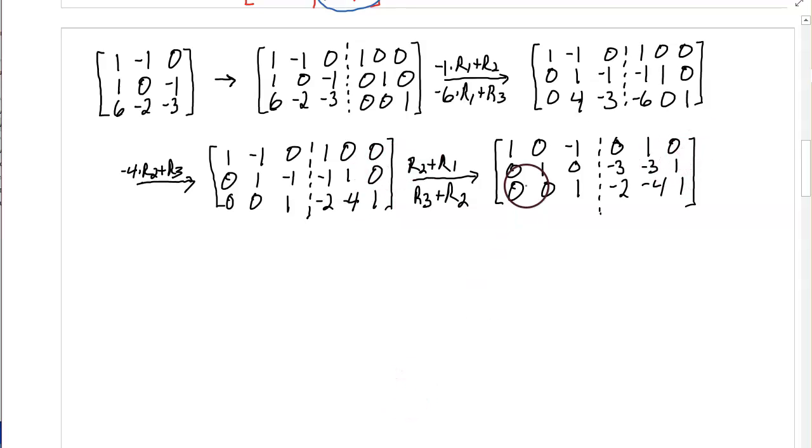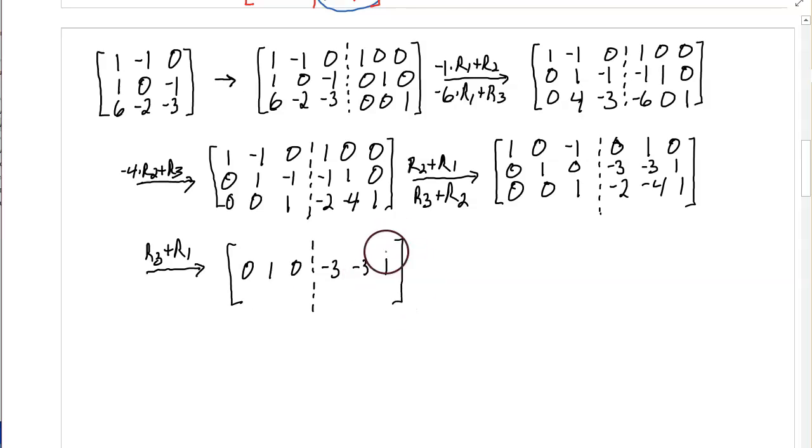We almost have the identity. The only number that's not correct is this one right here. We need this to be a 0. So as our final operation, we can go row 3 plus row 1 to get the answer. The second row of numbers will stay the same. And the third row will stay the same.